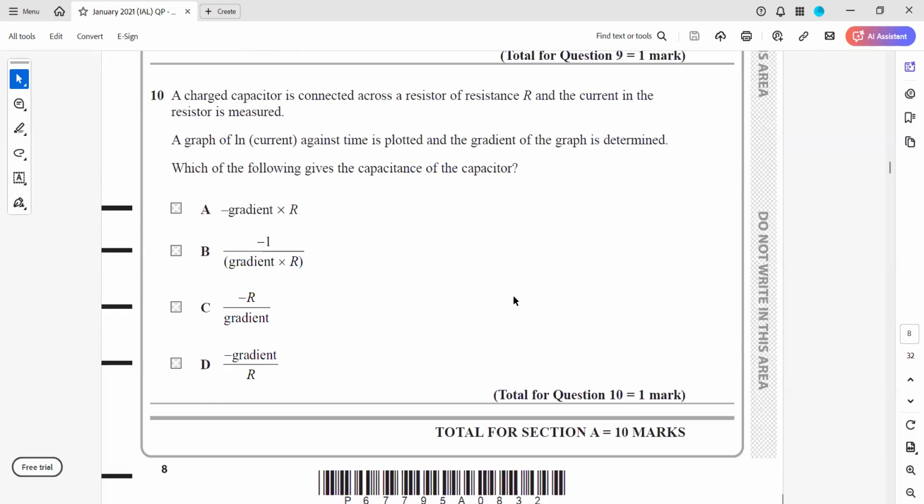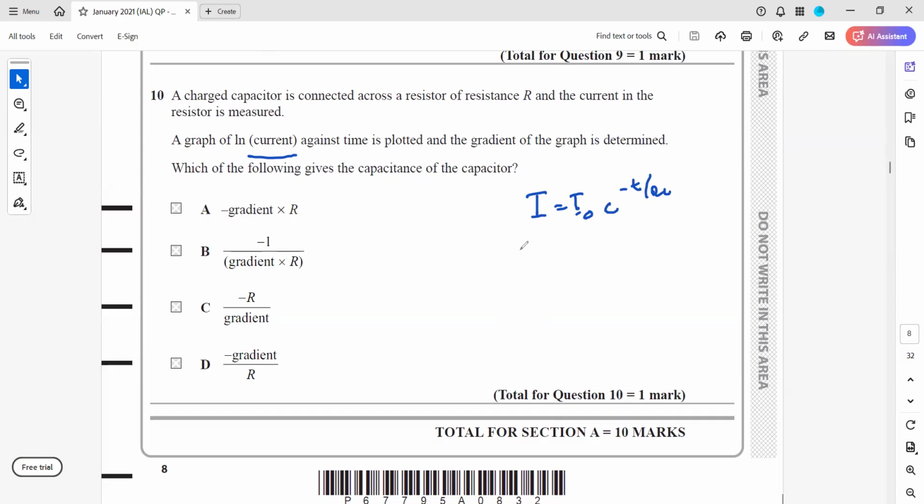A charged capacitor is connected across a resistor and a graph of ln of current against time is plotted. The gradient of the graph is given; which of the following gives the capacitance? So you have the formula I equals I naught e raised to the power minus t over RC.